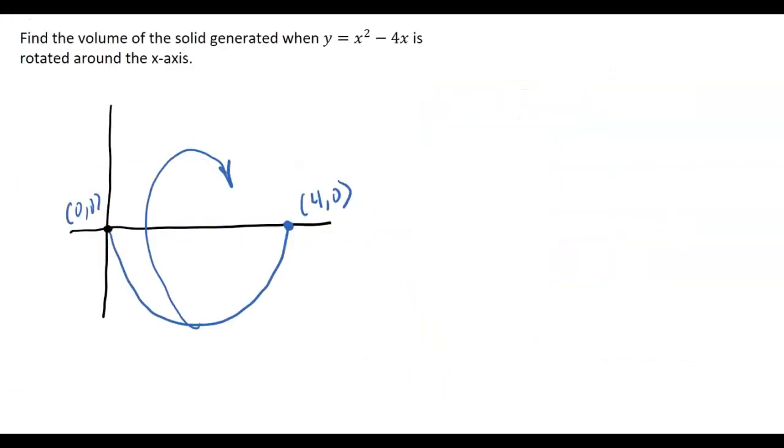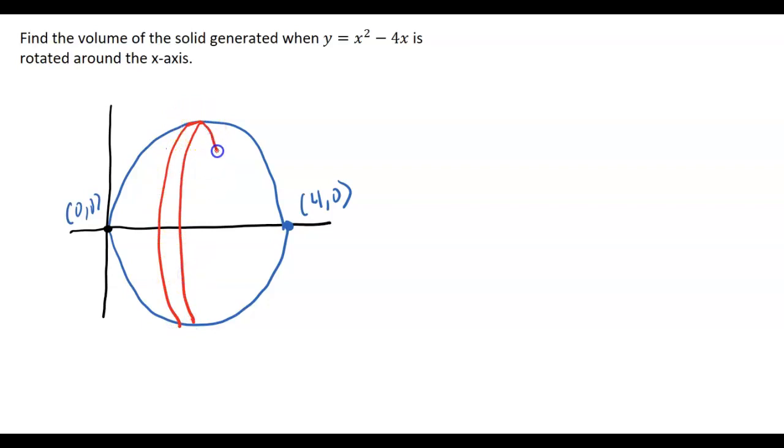Okay, so let me finish drawing that right here. I'm going to erase this. So this thing is going like this, and a representative disk would be going like this. There's the front of it, and there's the back of it. Okay, now there's our height, dx. This is a random point on the curve, x comma y.